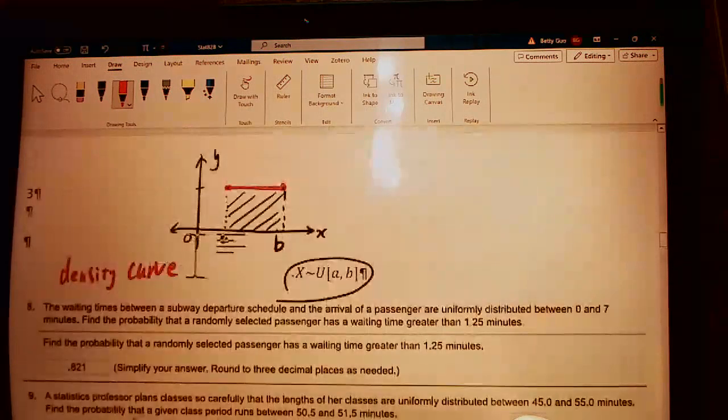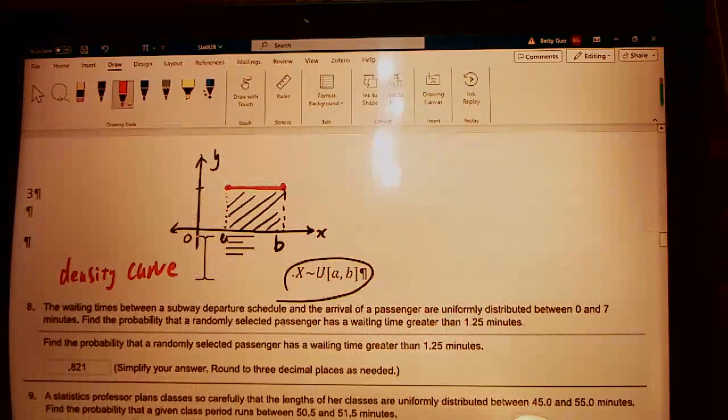Okay, so now let's focus on finding probability. How do we find the probability? We're going to learn that by solving problems. Let's look at number 8. Through those examples, you also get the knowledge of what kind of variable is actually uniformly distributed, right?